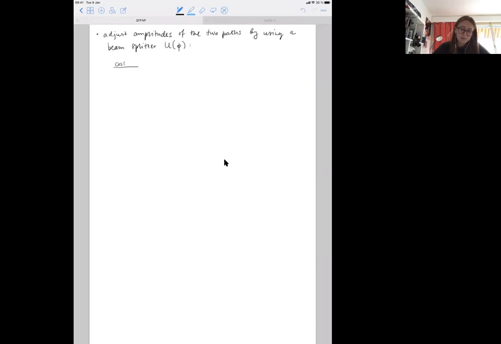So we have cos θ, sin θ. Then we have the beam splitter, U(φ). And in the end, the amplitudes of the two paths change, which is denoted by cos θ' and sin θ'. And the action of the beam splitter, U(φ), is described by the following matrix: cos φ, minus sin φ, sin φ, cos φ. If you remember from linear algebra, this is actually the matrix in 2D which just carries out the rotation by angle φ.